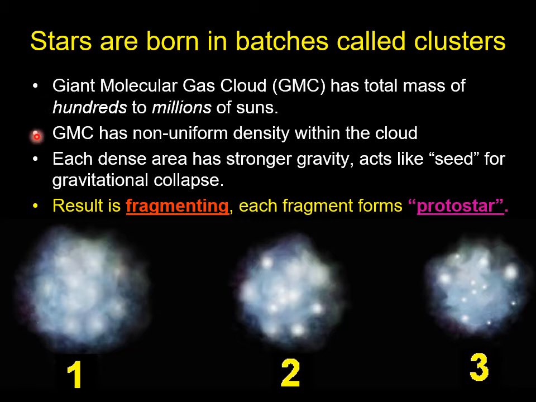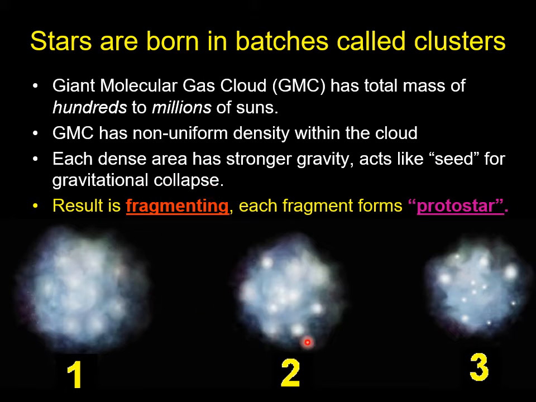And within the giant molecular cloud, as is shown here, there is a non-uniform density. So there are certain regions inside the cloud where the gas and dust is thicker than other regions. So you can kind of see this. This is just a drawing or a sketch of what's going on here. But these dense areas within this giant molecular cloud have stronger gravity because there's more matter there, there's more mass. So they act like a seed for gravitational collapse.